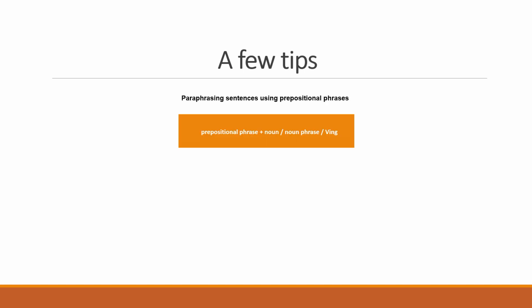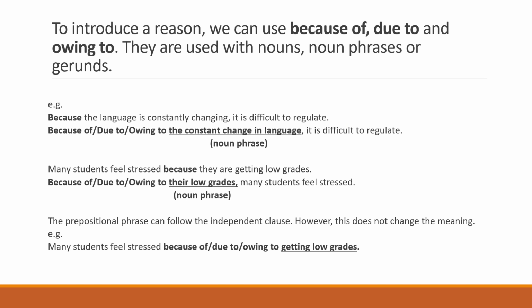Now, let's talk about some tips that can be helpful. We can also paraphrase sentences using prepositional phrases. We can use prepositional phrases with nouns, noun phrases, or gerunds. To introduce a reason, instead of as, since, because, we can use because of, due to, and owing to, and they are used with nouns, noun phrases, or gerunds.